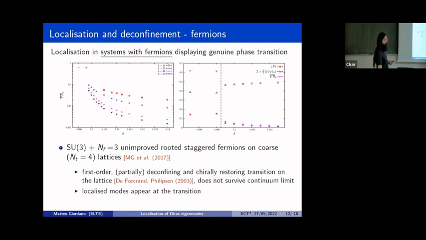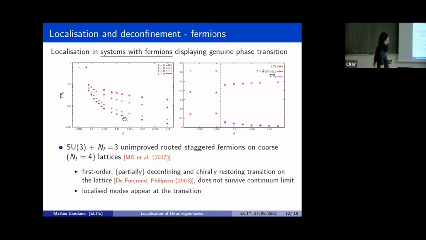What about fermions? It's hard to find theories where you have a sharp transition in the presence of dynamical fermions, but there are some. One case is this toy model of QCD that I mentioned at the beginning. There are three flavors of unimproved rooted staggered fermions on coarse lattices. There is a first order phase transition where both the Polyakov loop expectation value and the chiral condensate jump, and the localization properties of the modes jump as well. This is where the critical point is. These modes are delocalized, and these ones are localized. This is the participation ratio of the lowest mode. And you see that it vanishes with the volume.